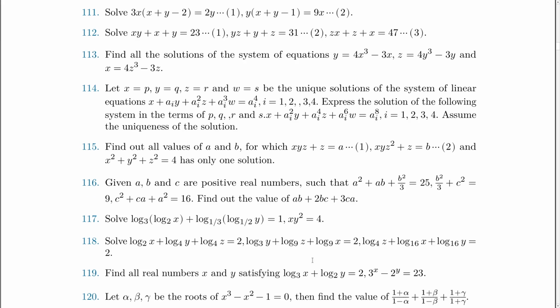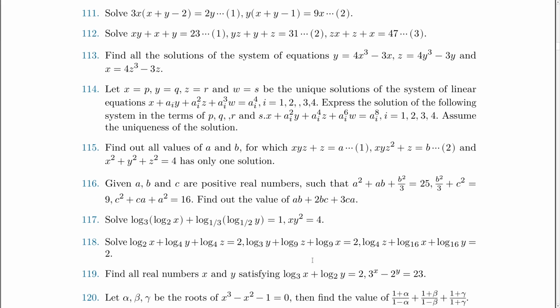Now we come to the last problem of this set. We have alpha, beta, gamma as roots of x cubed minus x squared minus 1 equals 0, and we have to find the value of 1 plus alpha by 1 minus alpha, plus 1 plus beta by 1 minus beta, plus 1 plus gamma by 1 minus gamma. That is another typing mistake in the question.